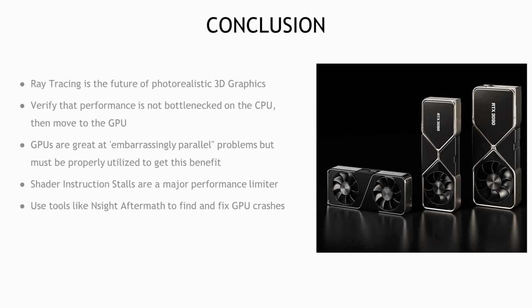Modern GPUs are very fast and are great at solving the kinds of embarrassingly parallel problems that are common in computer graphics. Because of that, performance issues rarely come from serial pipeline bottlenecks anymore, but rather from performance limiters due to dependencies. Shader instruction stalls are a major performance limiter, and you should analyze your shader code to identify where dependencies are creating such stalls. GPU crashes are incredibly difficult to find.